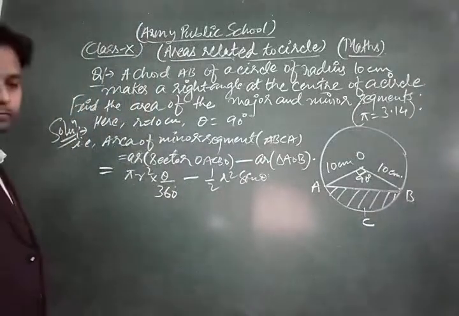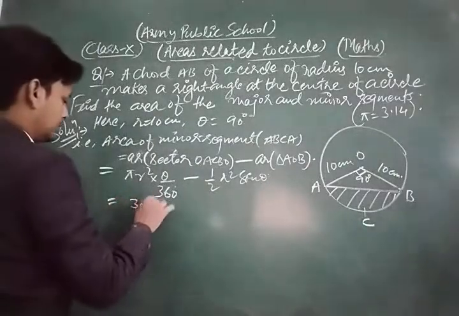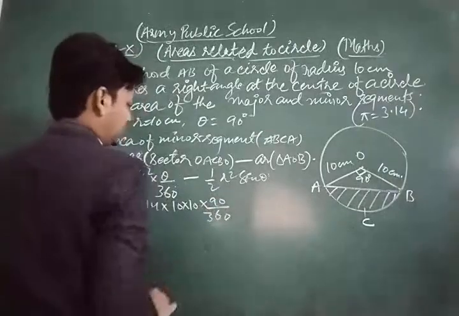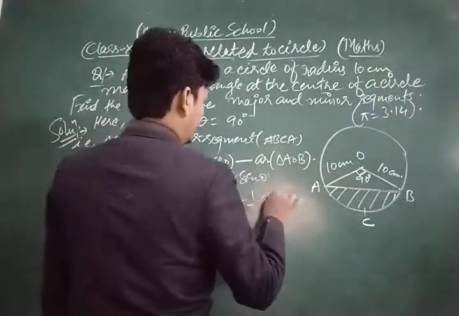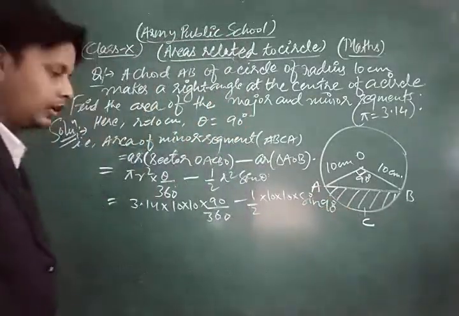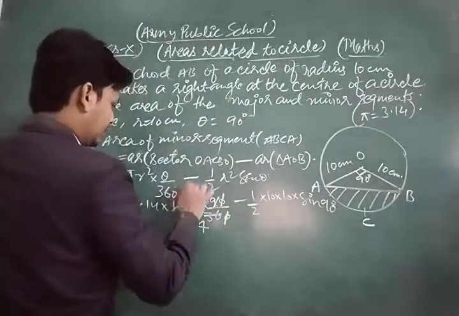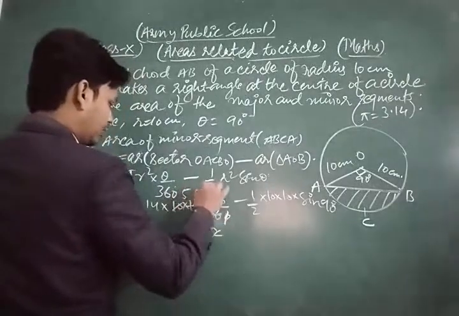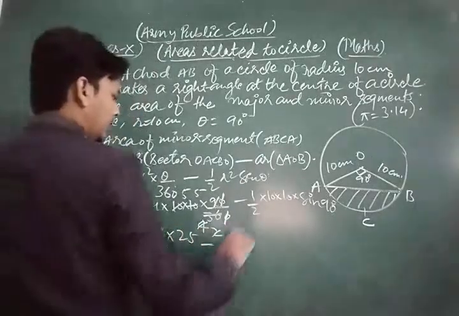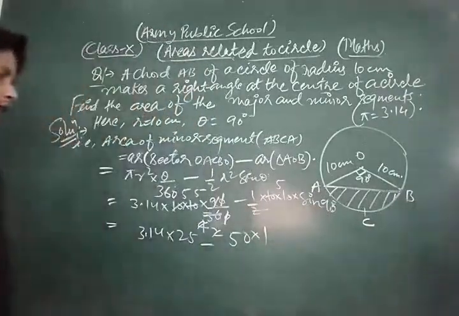Now we simplify them. Look, this is 3.14, this is 10 into 10, theta is 90 upon 360, minus 1 upon 2, 10 into 10 into sin 90 degree. Now look here, the zeros cancel each other. 2 5s are 25. So 3.14 into 25 minus 2 5s are 10, 10 5s are 50, into sin 90, which is 1. The value of sin 90 is 1.